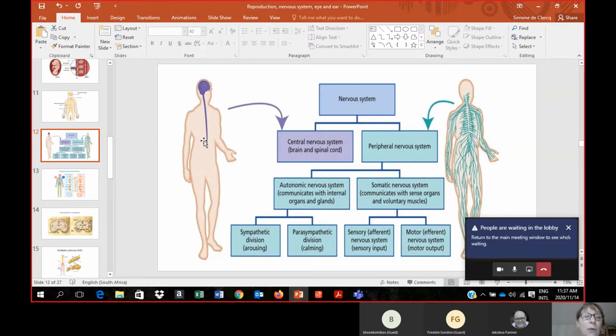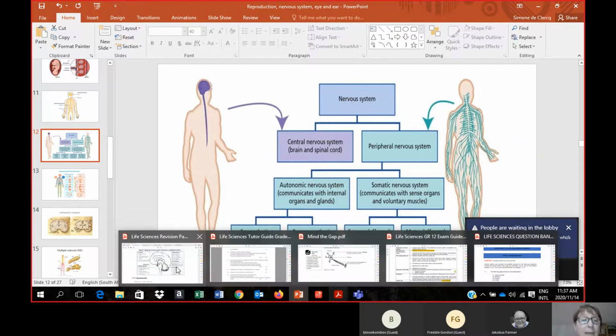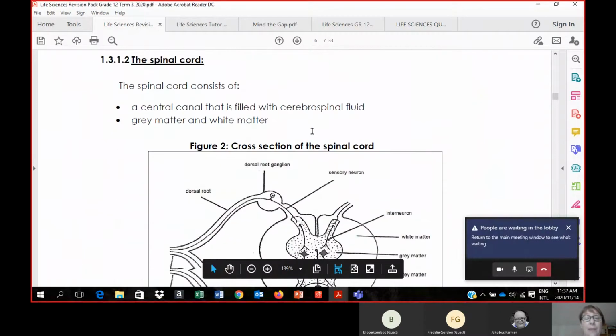So the diagram that we are going to be looking at next is, I want you to have a look at the spinal cord over here. And now imagine that we're going to cut the spinal cord in half over here. So we're going to do a cross section through the spinal cord. And that's what we're going to be looking at next, going back to your notes in your learner resource. So that will be this one over here.